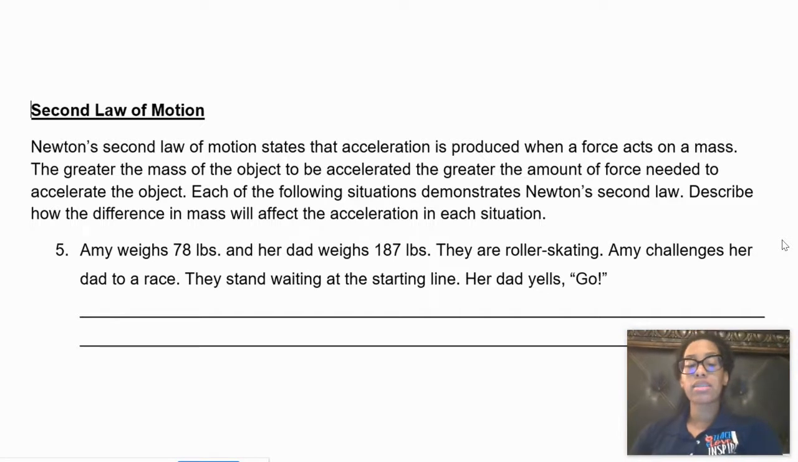Amy weighs 78 pounds and her dad weighs 187 pounds. They are roller skating. Amy challenges her dad to a race. They stand waiting at the starting line and her dad yells go. Well, the only thing that we have to think about here is who has the lighter mass. Amy. So Amy is going to accelerate faster.